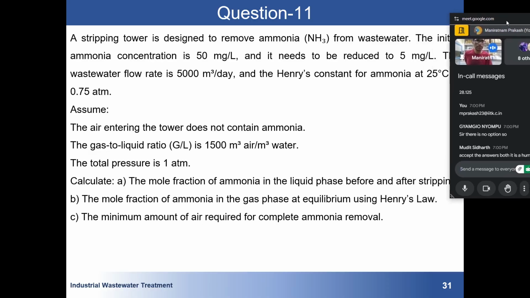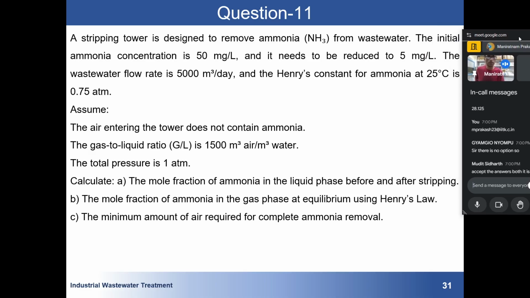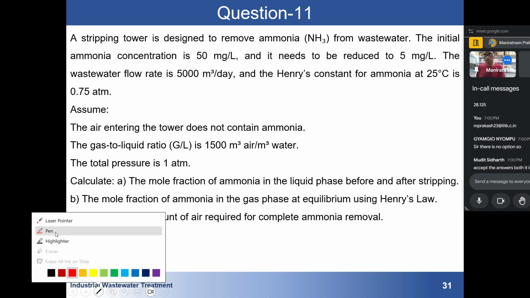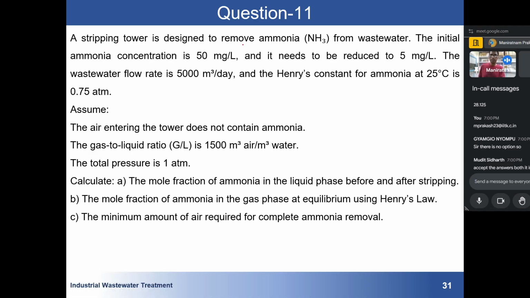So the question is very simple, and it's directly from your lecture notes. Air stripping tower is designed to remove ammonia, that is NH3, from the wastewater. The initial ammonia concentration is 50 milligram per liter, and it needs to be reduced to 5 milligram per liter. The wastewater flow rate is 500 meter cube per day, and the Henry constant for ammonia at 25 degrees Celsius is 0.75 atm. Okay, na.